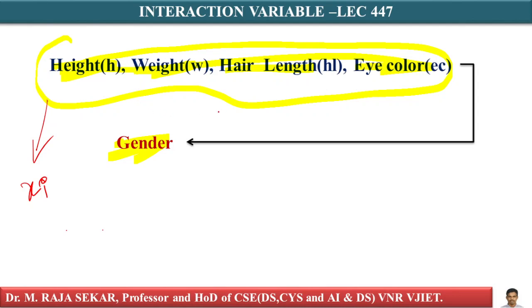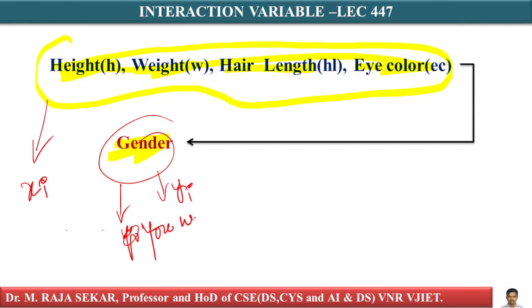And this is your yi. Yi is gender, isn't it? Yes, yi is the gender that you want to predict, which is a binary random variable that may be male or female. That's why it's a binary variable that you want to predict.